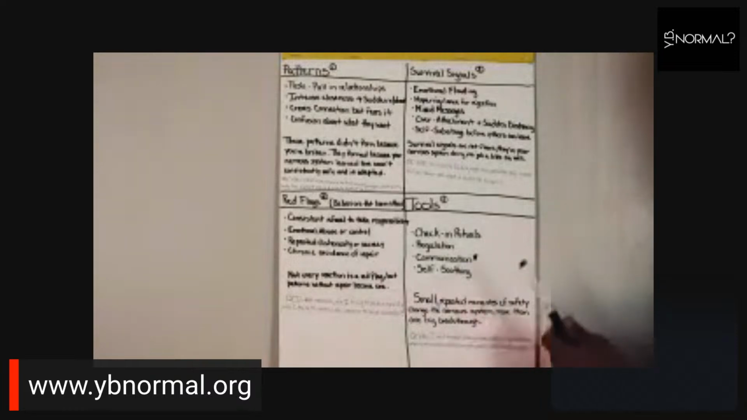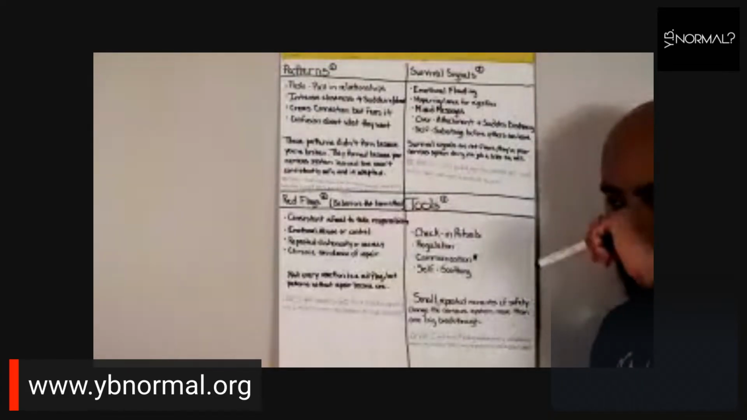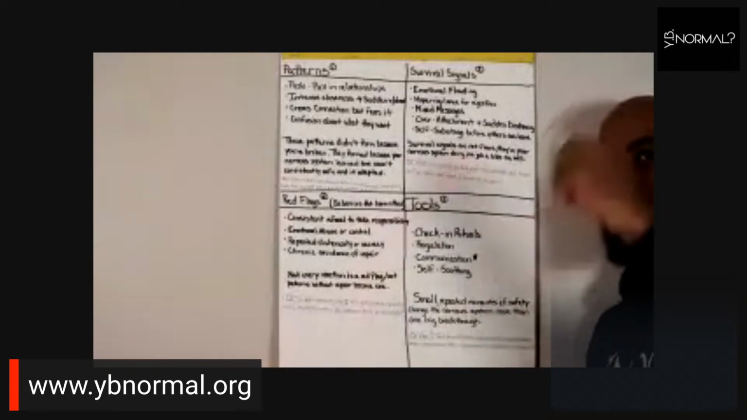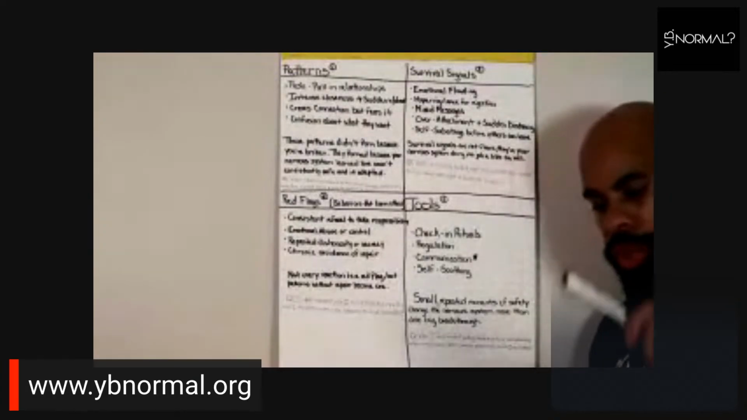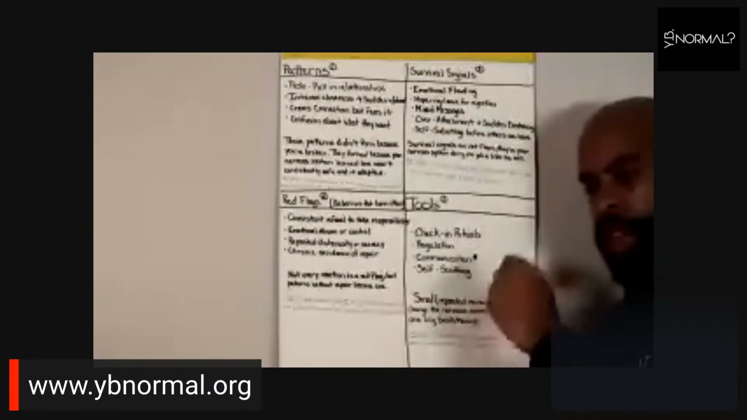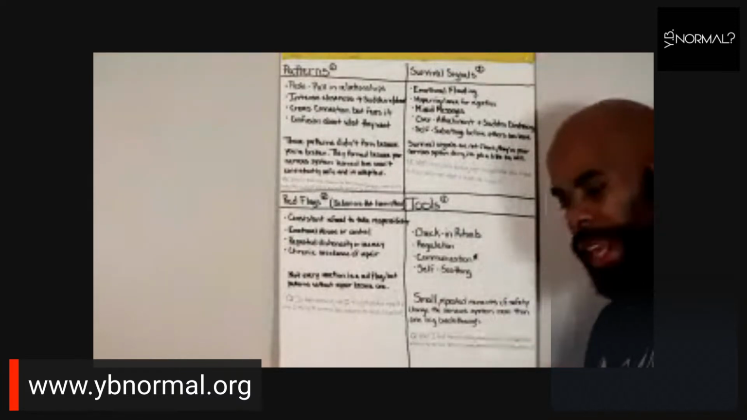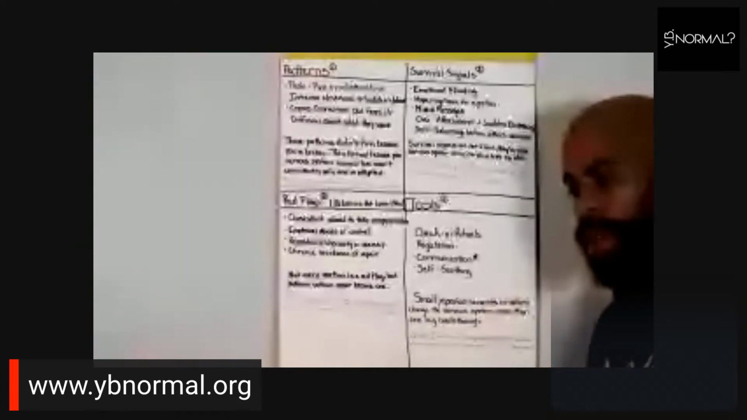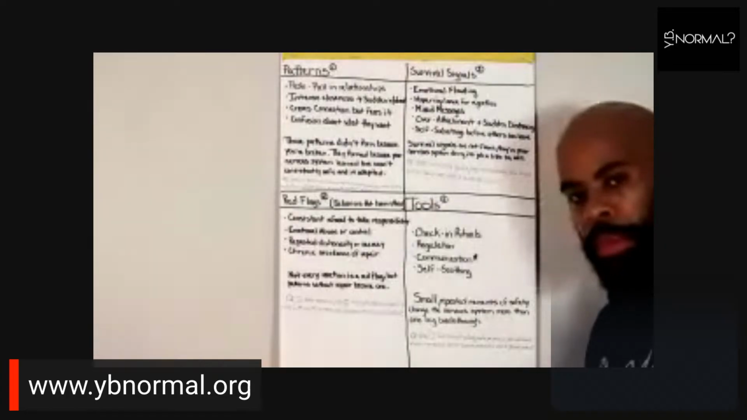Small repeated moments of safety change the nervous system more than one big breakthrough. What I need you all to understand is that if you really want to make the necessary changes when it comes to being fearful, avoidant, and crossing over to a secure attachment, there need to be small repeated moments of safety to change the nervous system. It doesn't need to be one big breakthrough. Please do not think that you're going to go to therapy once and automatically be healed or changed, because that's not how it works.